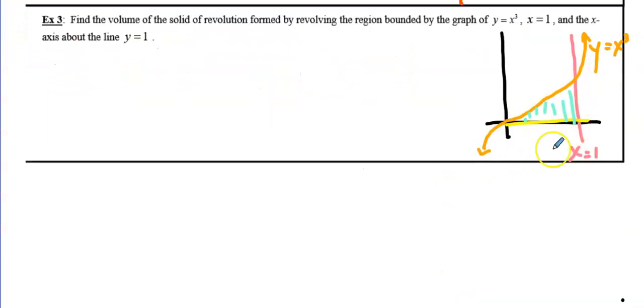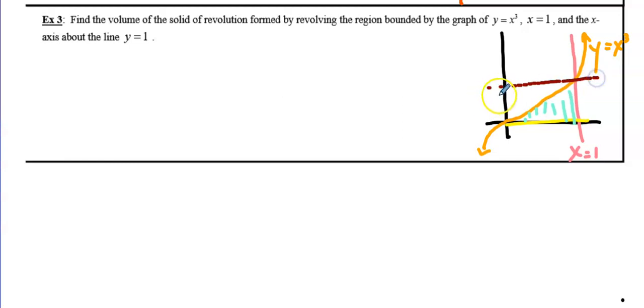To save some time, I went ahead and drew a really horrible picture for this. Let me show you where our radius is actually not going to simply be x or y, because I think that's the more important thing to do with these problems. Example 3 says, find the volume of the solid of revolution formed by the region graphed by y equals x cubed, which is right here, x equals 1, and then the x-axis. And we want to revolve this around the line y equals 1.